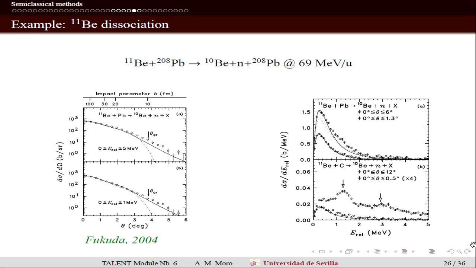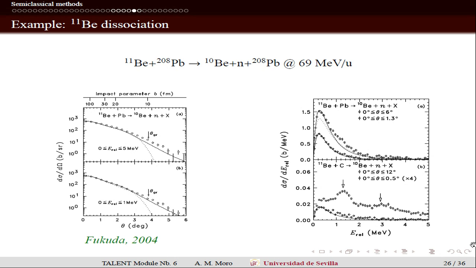So here they put a constraint in the maximum angle to extract this angular distribution. In general, you have a double differential cross section with respect to excitation energy and with respect to angle. So we go now to this. This is the angular distribution with respect to the scattering angle. So you have to make an estimate of what is your grazing angle in order to make sure that you are observing only Coulomb excitation.